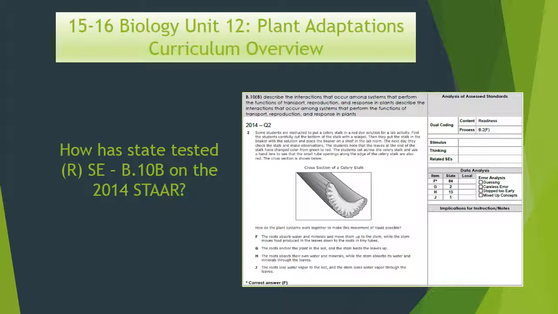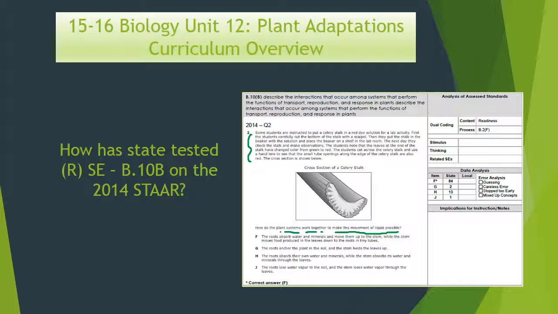Now, looking at another question over B10B, it's the same SE, it's just been duplicated in the same SE section. But looking at the question, it says, how do plant systems work together to make this movement of liquid possible? And so to understand what movement of liquid it's referring to, of course, you would have to read the whole scenario that was provided before the question.